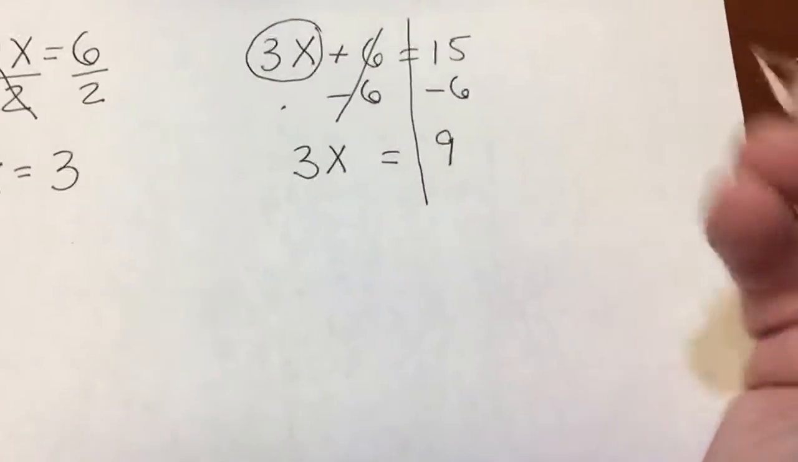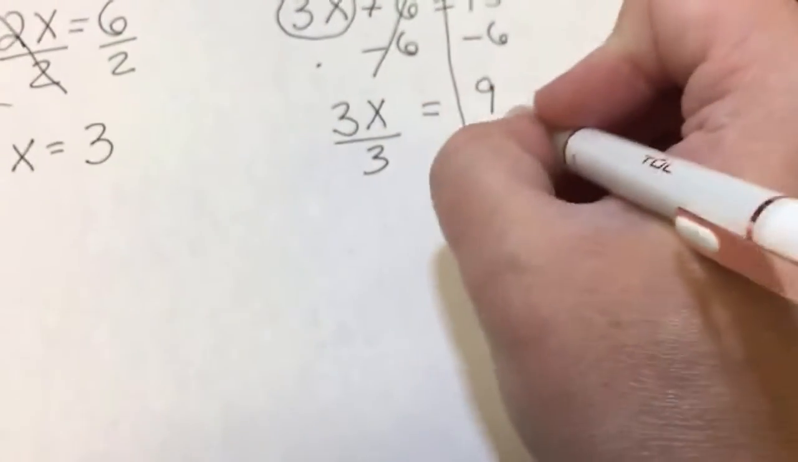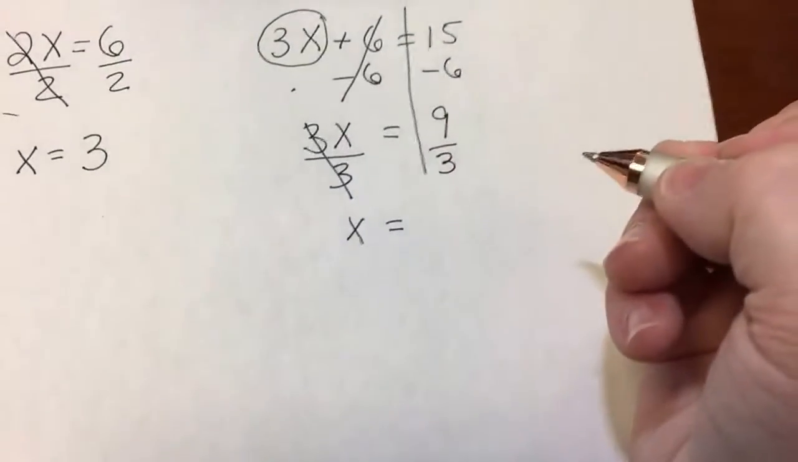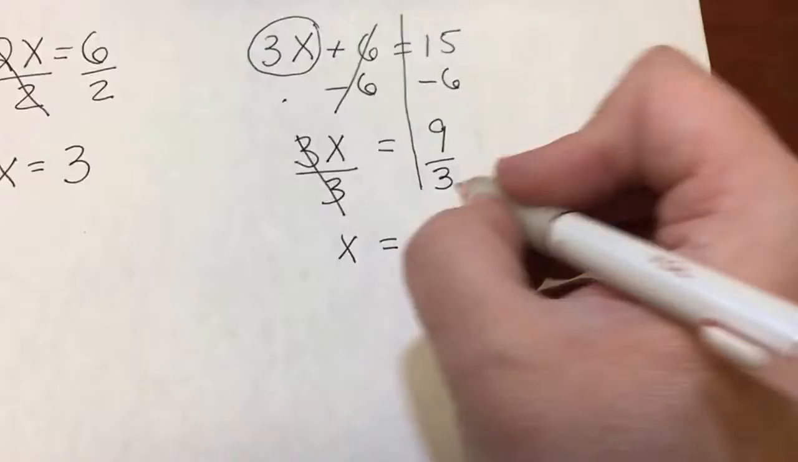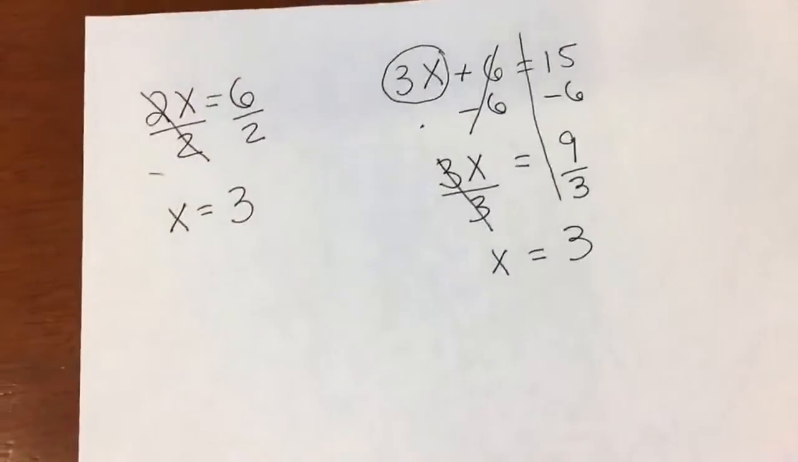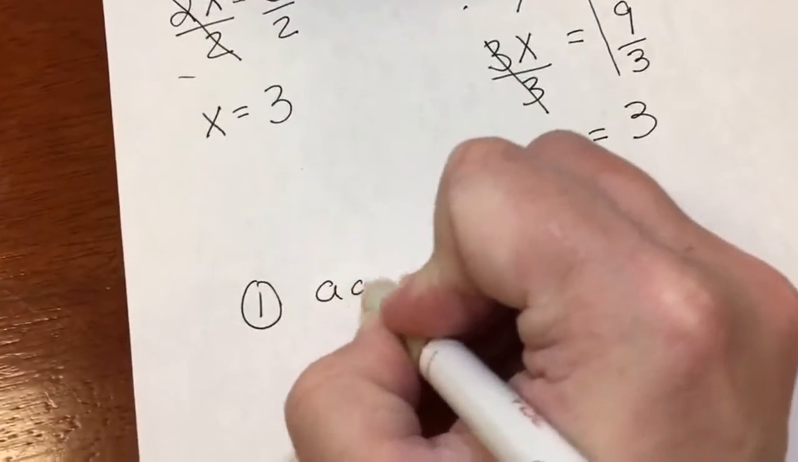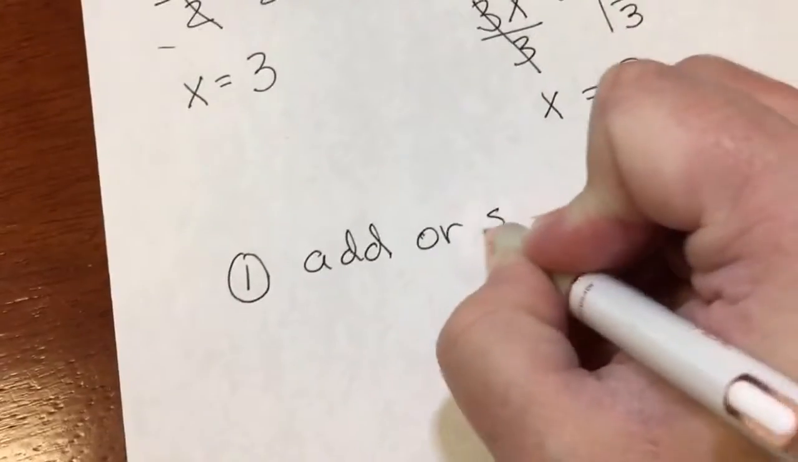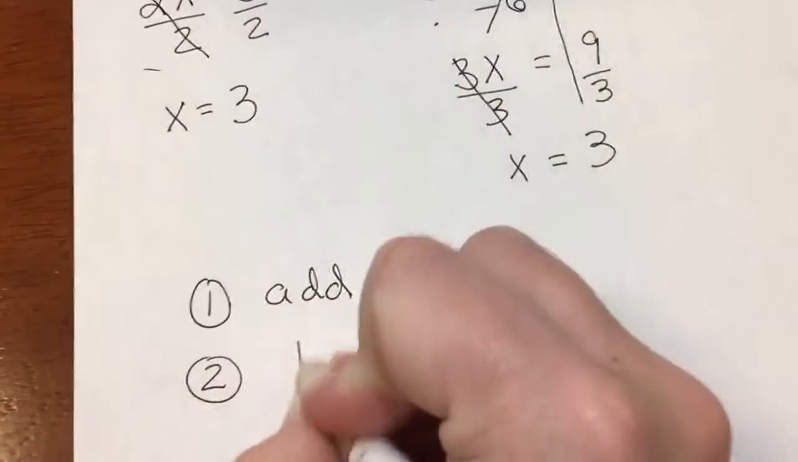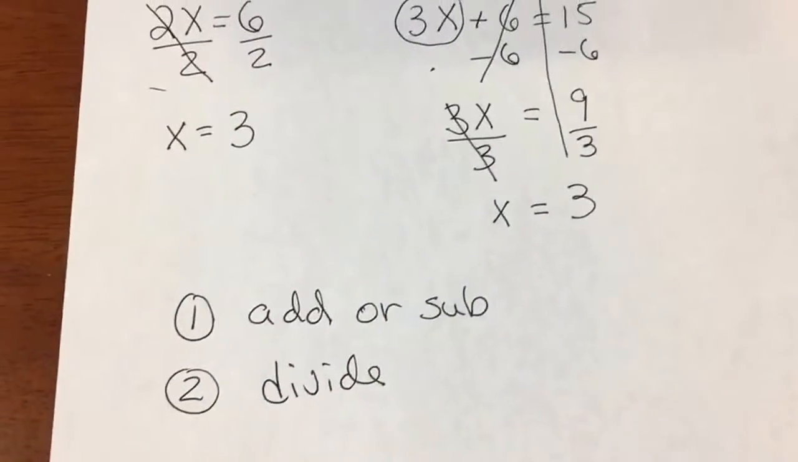Then I have another step. To get the 3 by itself, I have to divide by 3 on both sides. So that divides away, and then x is equal to 9 divided by 3, which is 3. All right, so to solve these equations, the first thing you're going to do is add or subtract, whichever is the opposite. The second thing you'll do is divide. And that's going to be the same steps that you do on the other side.